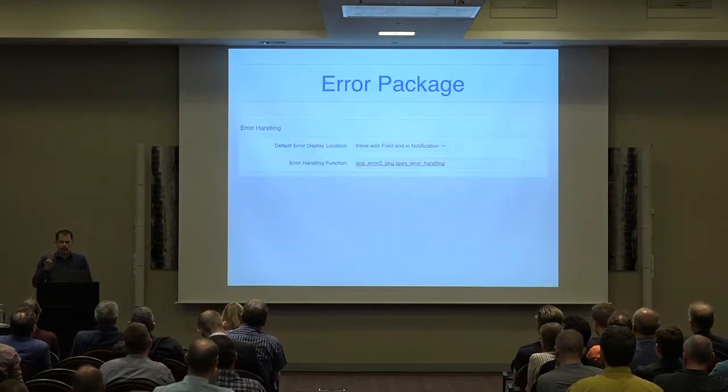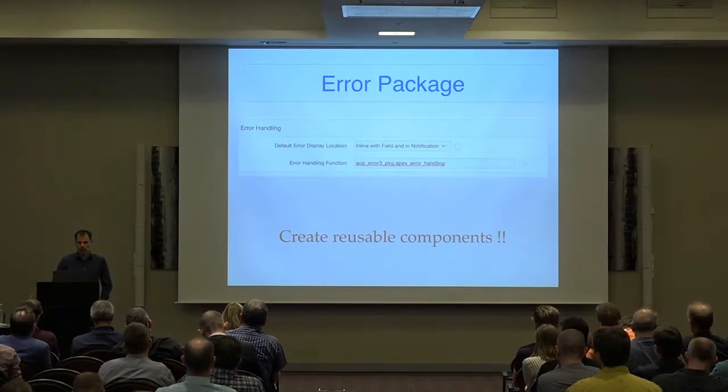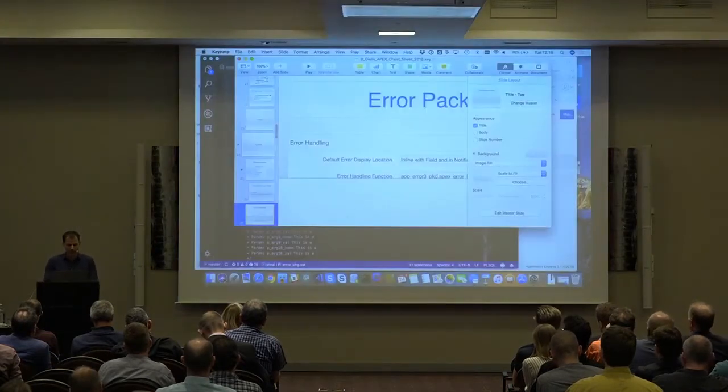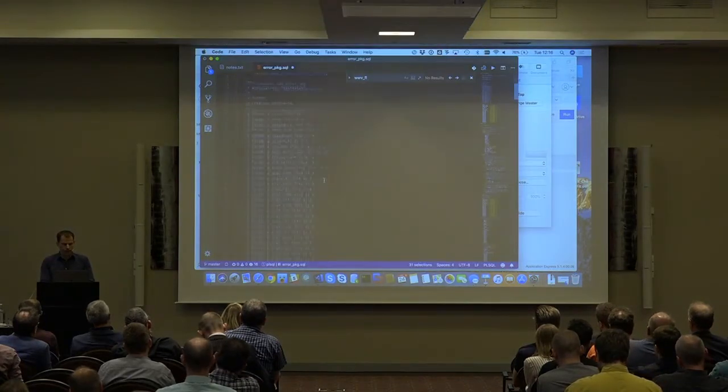And the second thing to remember is use reusable components. For example, we always use an error package. In APEX, there's an error handling function which you can define, and most of the time it's the same. And we actually ship it with APEX Office Print. So even if you don't need to do printing, you can go to our site, download the application, and you will find this package in it, the error package.